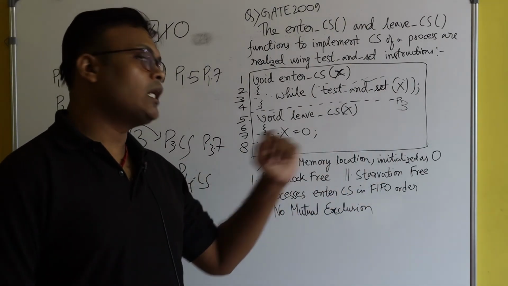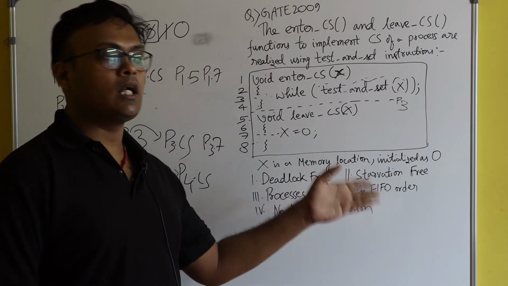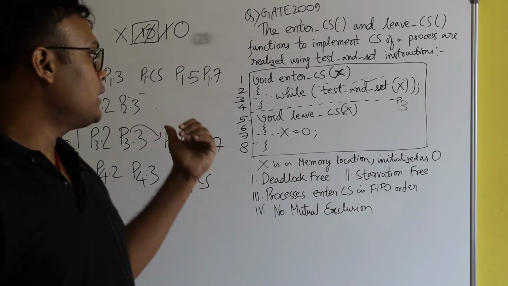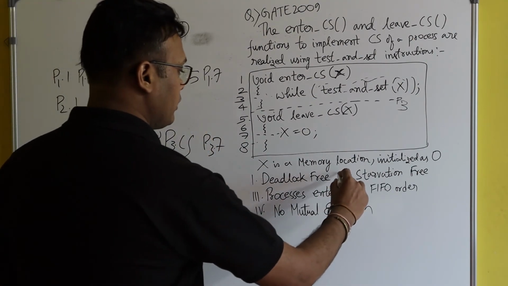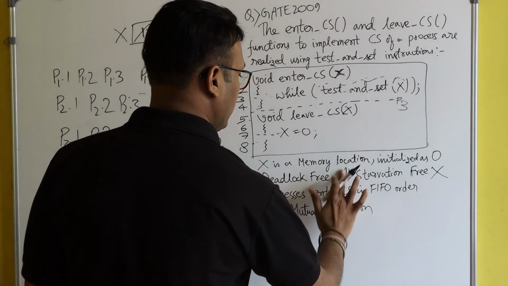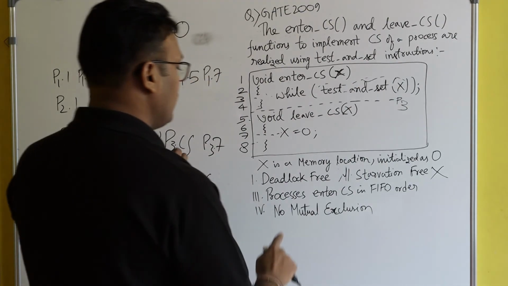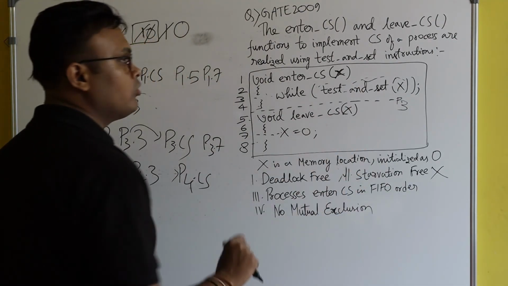So is it starvation free? Of course not. There is starvation. You see, in this example, P2 is starving. So this statement is incorrect. This is a false statement. Okay, because there is starvation. Next statement: process enters the critical section in first out order.